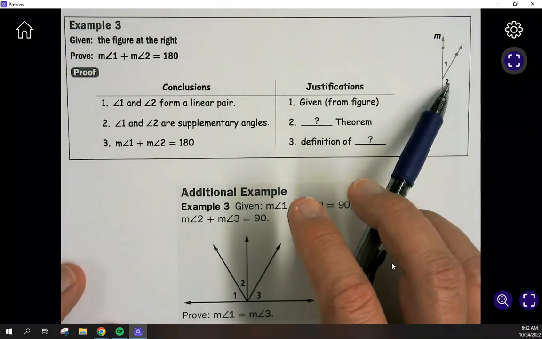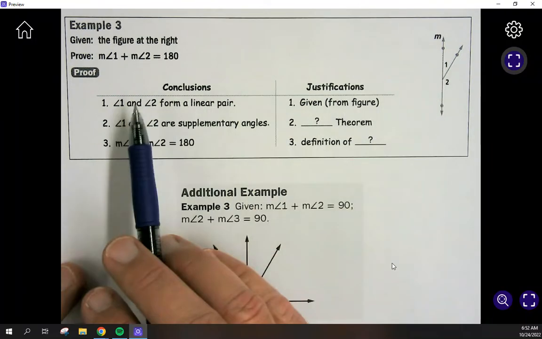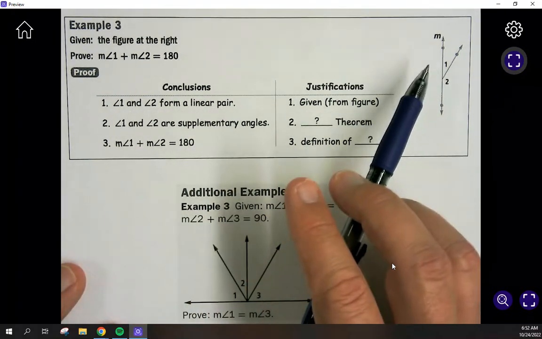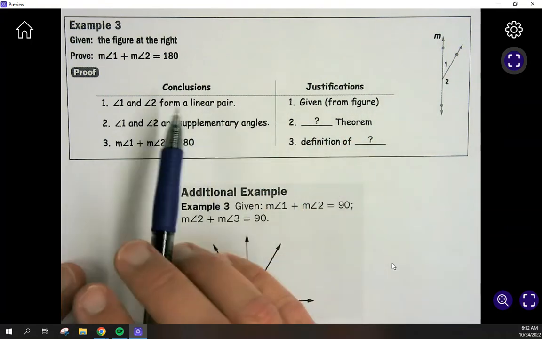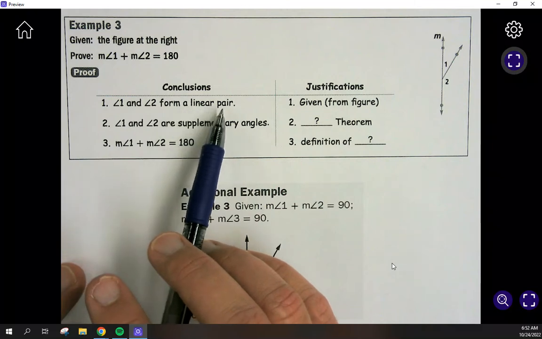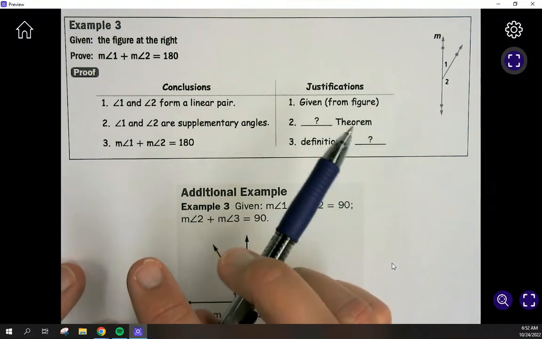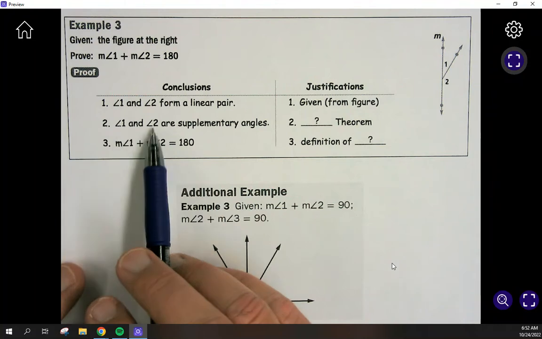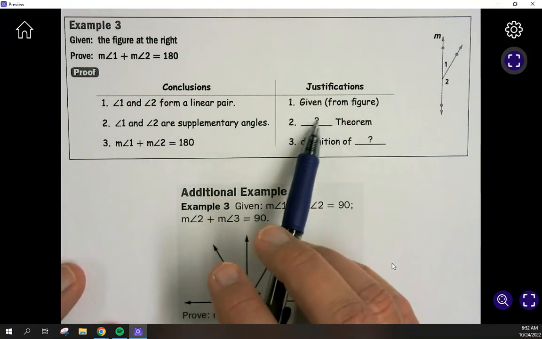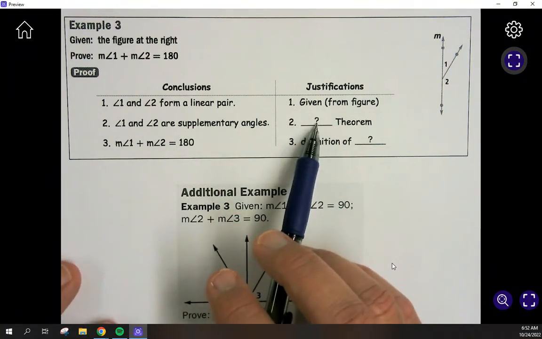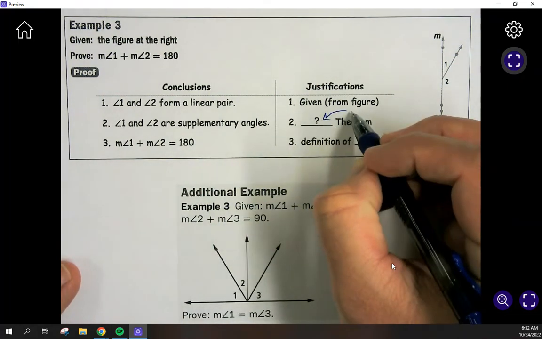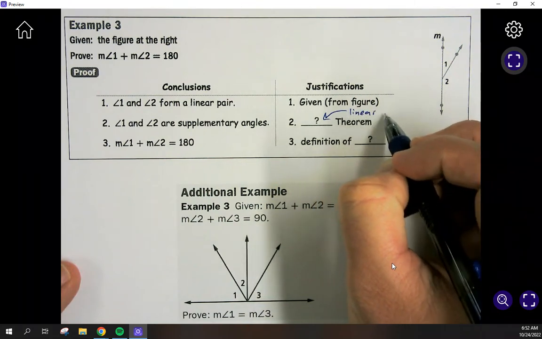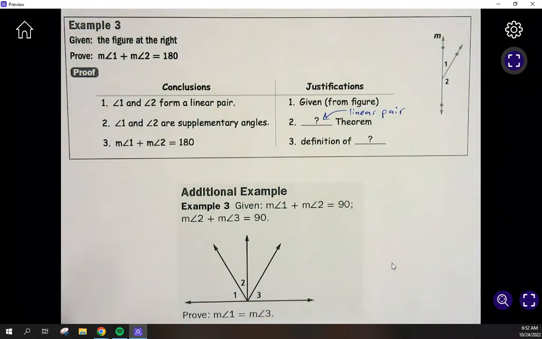So the first thing that we are allowed to conclude is that 1 and 2 form a linear pair that was given from the picture. Okay, the picture shows two angles forming a straight line. Therefore, we know angle 1 and angle 2 form a linear pair. Okay, from that, we can conclude that 1 and 2 are supplementary angles. How do we know that? So this would be your linear pair theorem. 1 and 2 are supplementary angles.